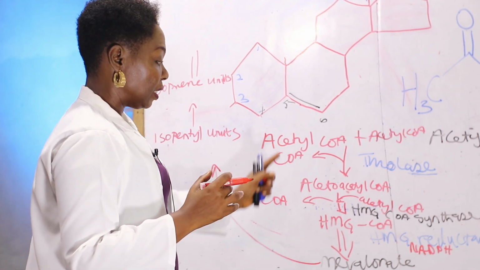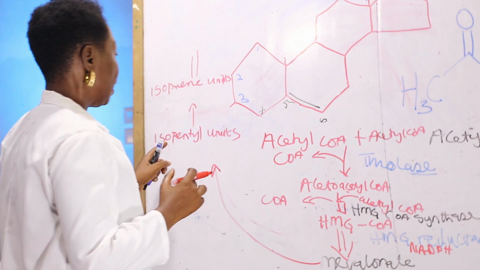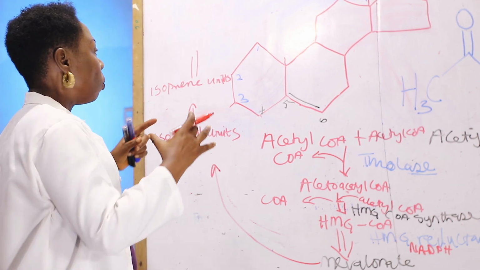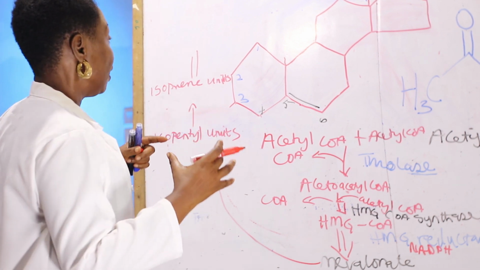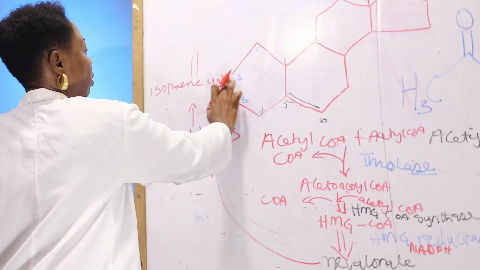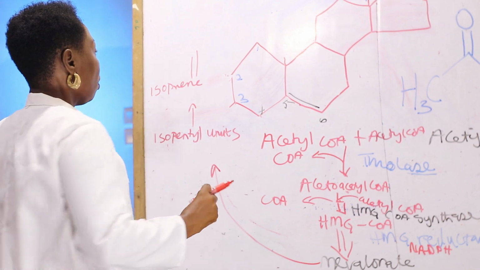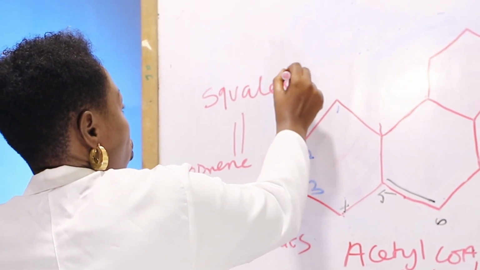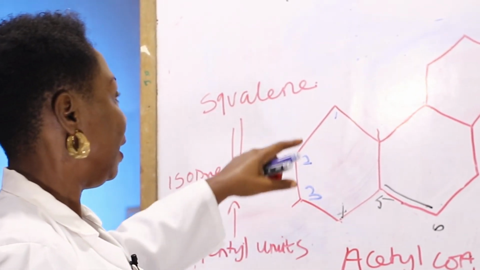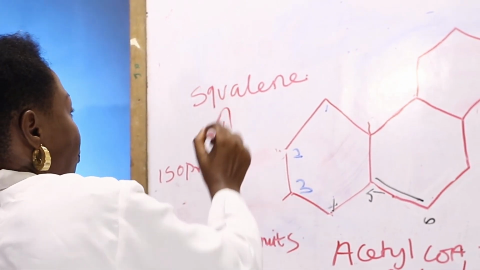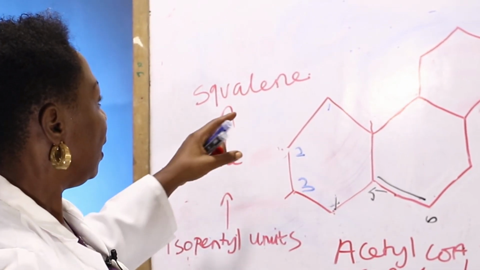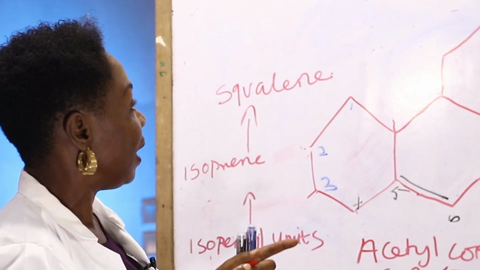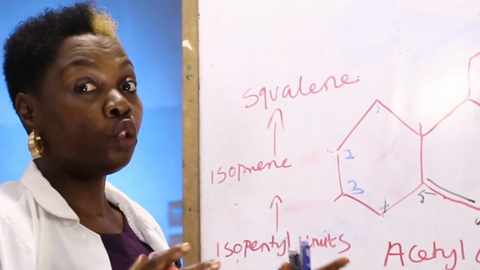So we have the condensation reaction, the formation of mevalonate, and then the formation of the isopentyl unit, where you begin to have the condensation reaction. Now I'll take this off. So you have isoprene. From isoprene, you will have another important compound called squalene. Squalene is a compound that is formed in this metabolic pathway, and it plays a role in forming the cholesterol unit.